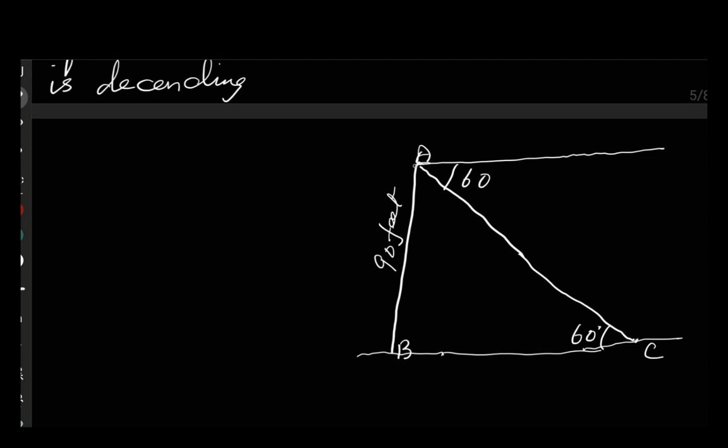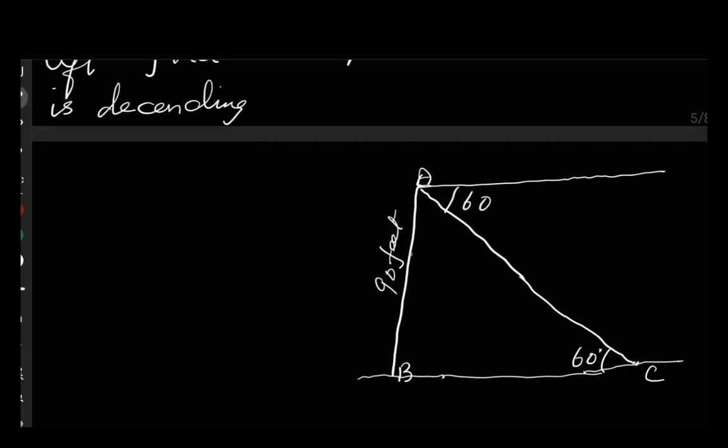After 2 minutes, as the lift is getting down, it takes the position D. Let me mark it as D. They don't give the distance, they mention the time. After 2 minutes, the lift comes down to position D. From here they are looking at the fountain. Now the angle of depression is 30 degrees. The question is, find the speed of the lift.